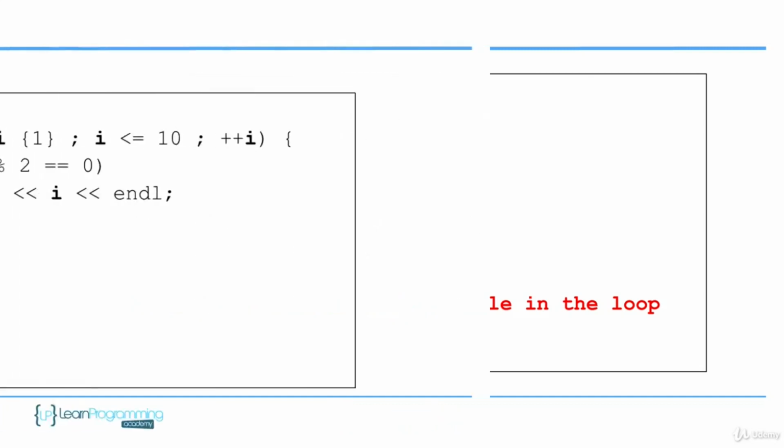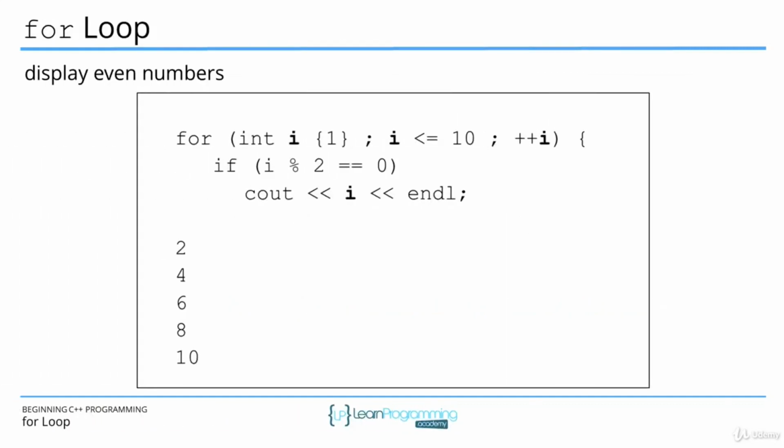Let's see another example. In this example, we're looping from 1 to 10. The body of the loop tests to see if the remainder of i divided by 2 is 0. So it's testing to see if i is an even number. If it is, then it displays i. So this loop displays all the even numbers between 1 and 10 inclusive.